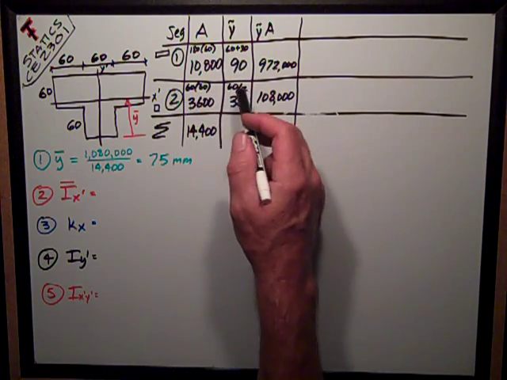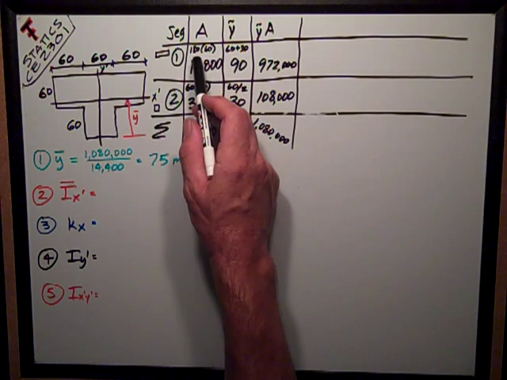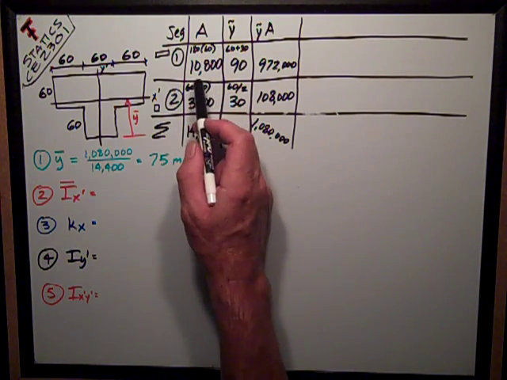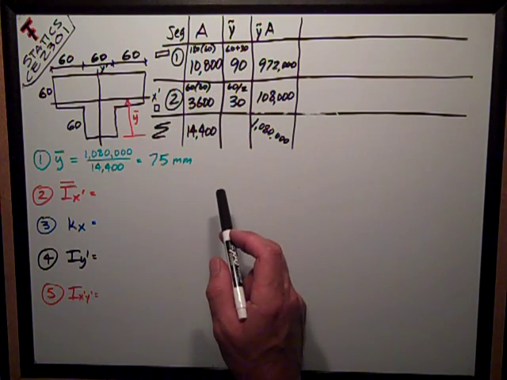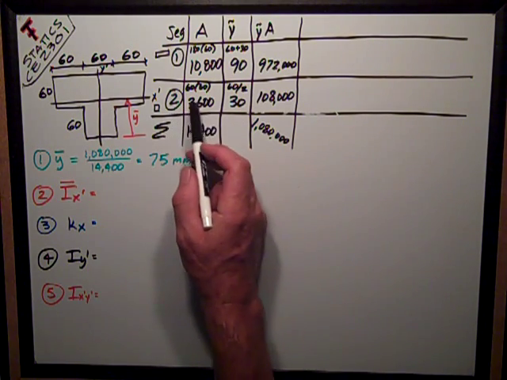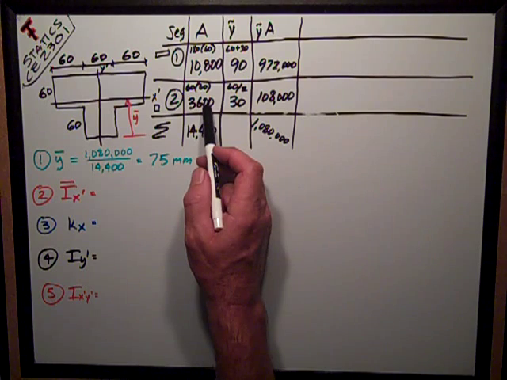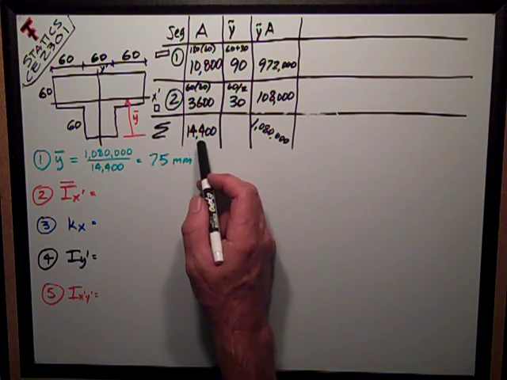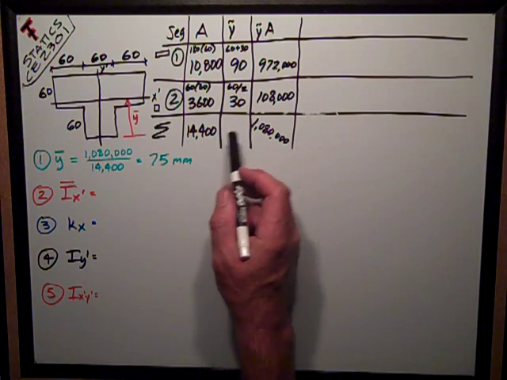I start my chart. My area is 180 by 60, which is 10,800. My area of segment 2 is just 60 by 60, so it's 3,600. I add those two up and I get 14,400.